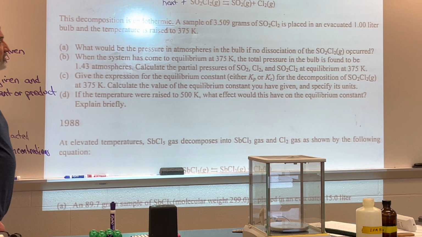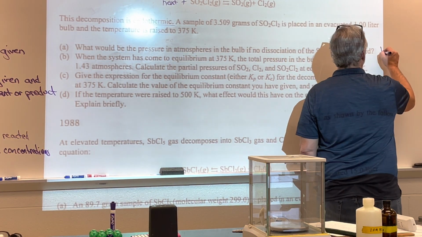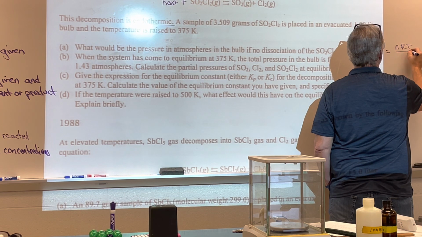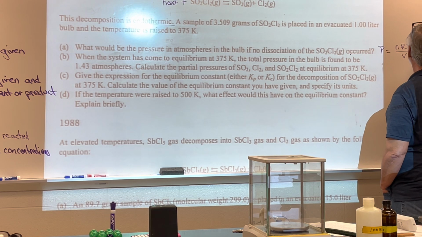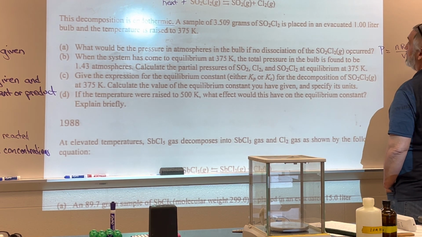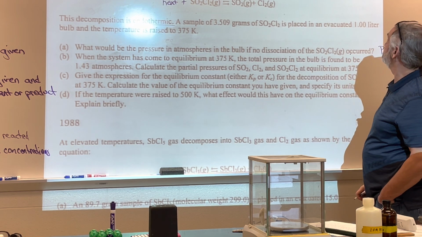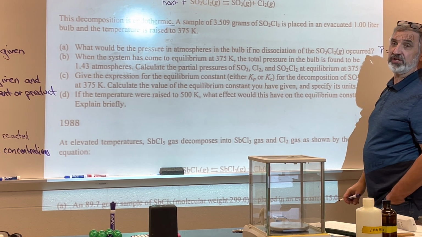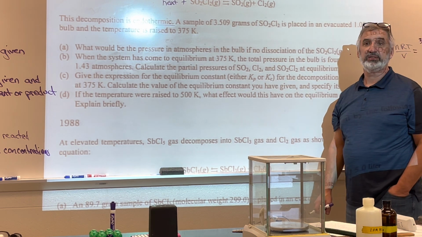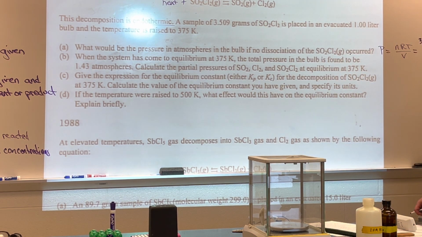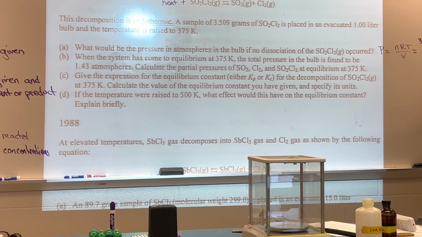What would be the pressure in the bulb if nothing happened? So A, P is equal to nRT over V. n is going to equal 3.509 grams divided by the molar mass. And they don't give it to you on this one, do they? 32.07 plus 32 plus 70.90 is 134.97 grams per mole. So that gets me moles.